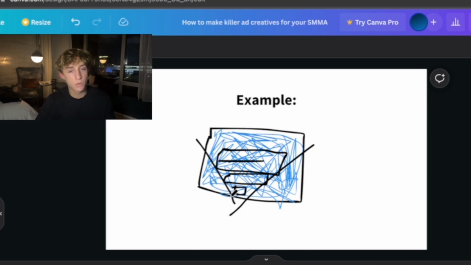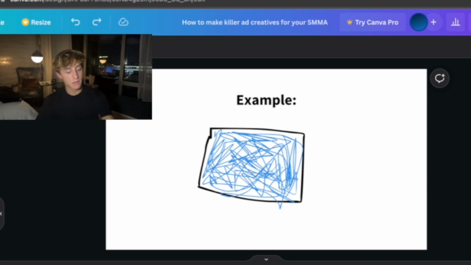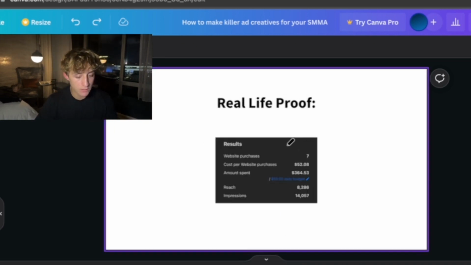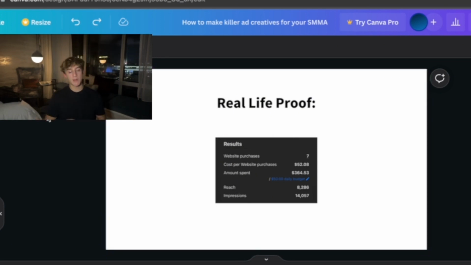And this has worked for me hundreds of times, without fail. I don't think I've had a funnel structure ad that has performed poorly. So here's my real life proof. I had 7 website purchases, and you're probably thinking, Smith, you're telling me how good funnel structure is, but you only have 7 website purchases? Now let me elaborate, okay? $52 cost per purchase. That's a really bad cost per purchase, right?